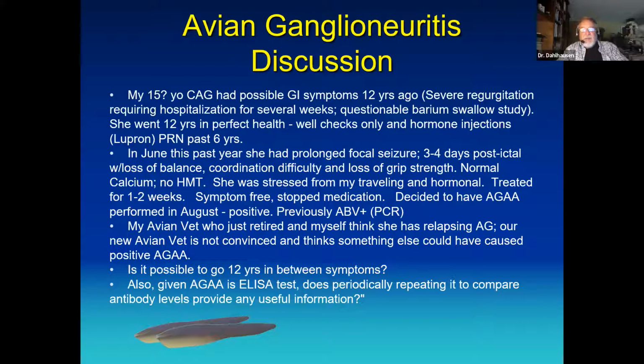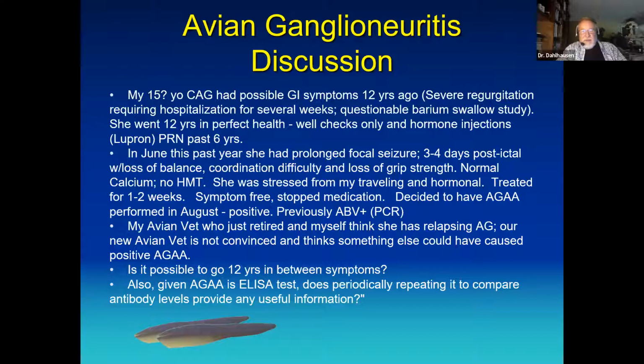15-year-old Congo African gray, possible GI symptoms 12 years ago. It's regurgitation, hospitalization for several weeks, questionable barium study. Went 12 years in perfect health, well checks and hormone injections, Lupron. In June, she had a prolonged focal seizure, 3 to 4 days post-ictal, loss of balance, coordination, difficulty, loss of grip strength. Normal calcium, no heavy metal toxicity. She was stressed from my traveling and hormonal, treated for 1 to 2 weeks. They don't say with what, but symptom-free, stopped medication, decided to have AGAA performed in August, positive, previously ABV positive.